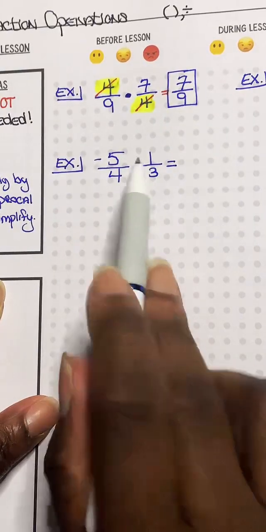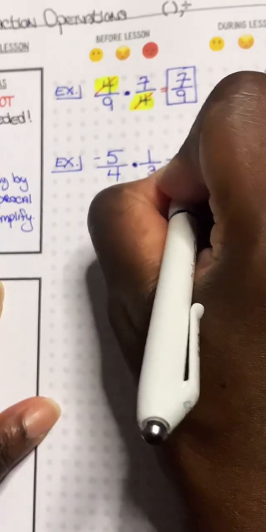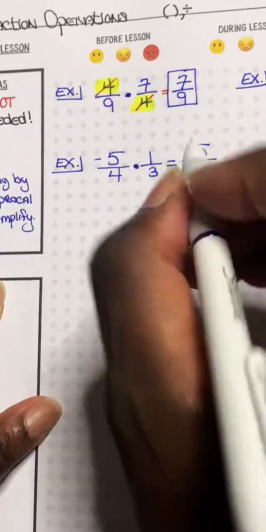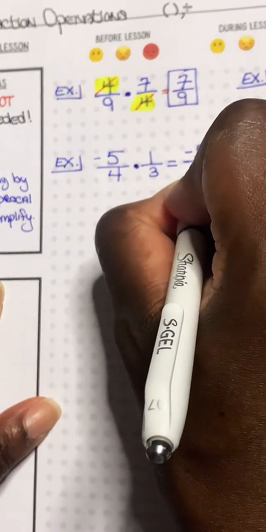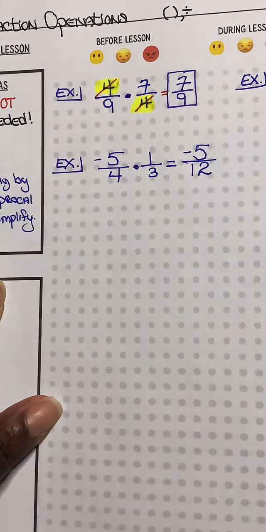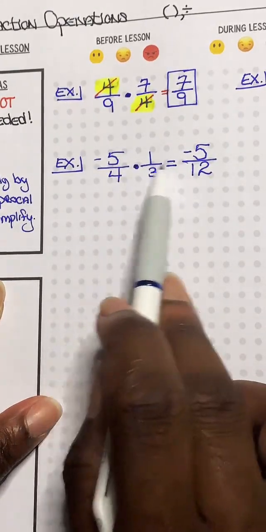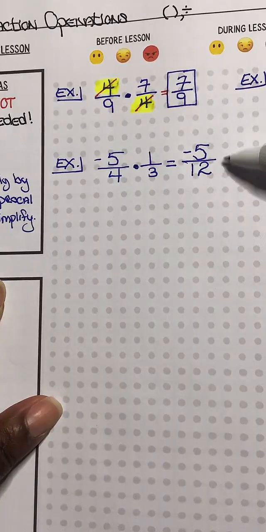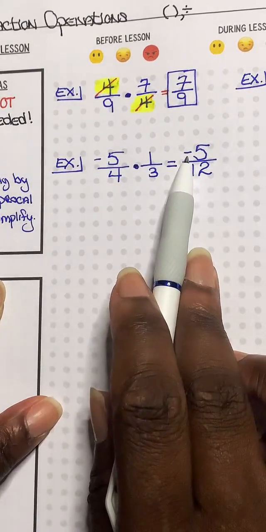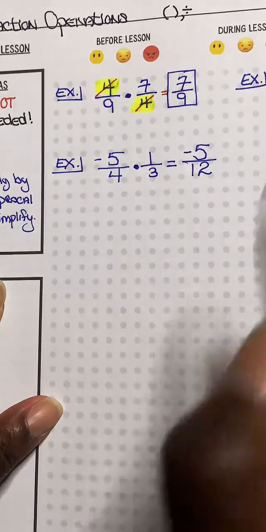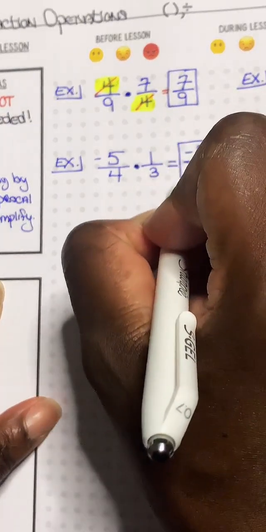So -5 times 1 gives me my -5, and then 4 times 3 gives me my 12. Now take a look. What once was an improper fraction, through that multiplication, has now turned into a proper fraction. And as well, we have our negative times our positive, which gives us a negative number.